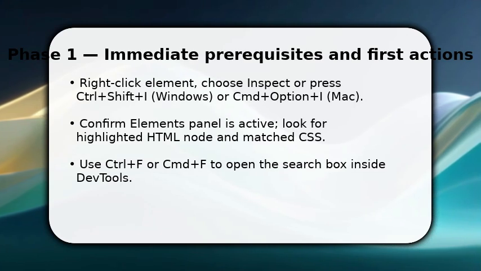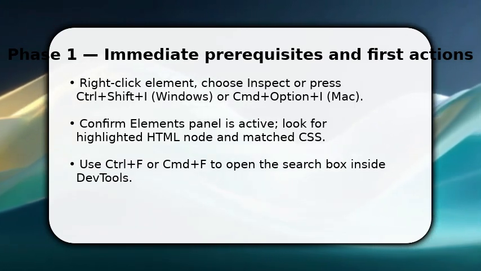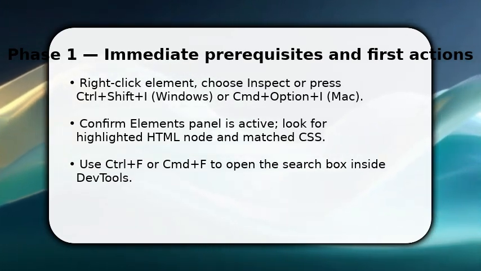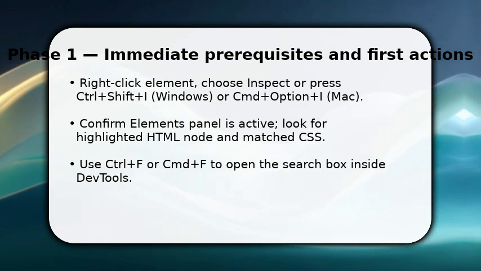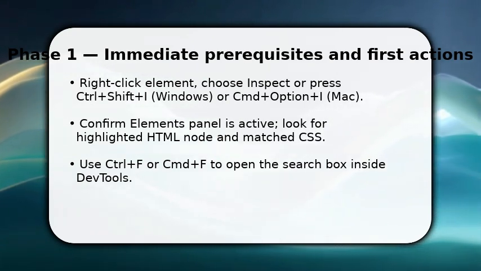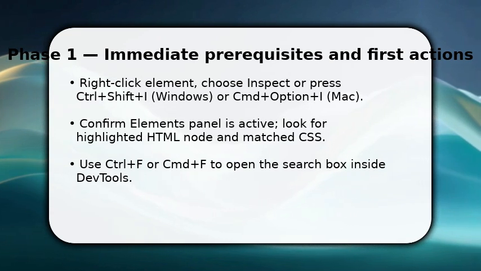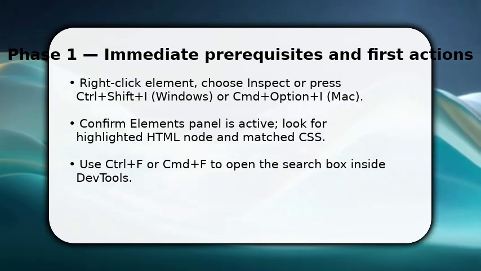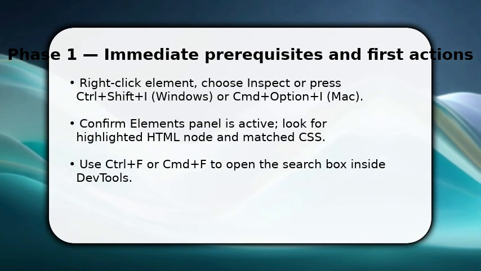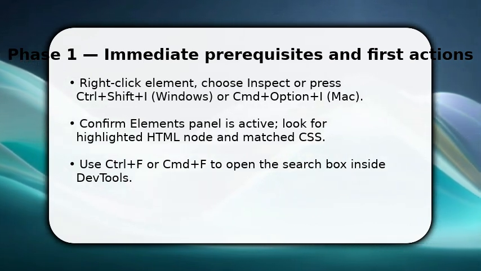You start by opening DevTools and focusing the Elements panel. Right away, inspect the node you care about. Once selected, you'll see the DOM and link styles. This is why you inspect first. Context matters. Now press Ctrl plus F or CMD plus F to open the search field inside DevTools.